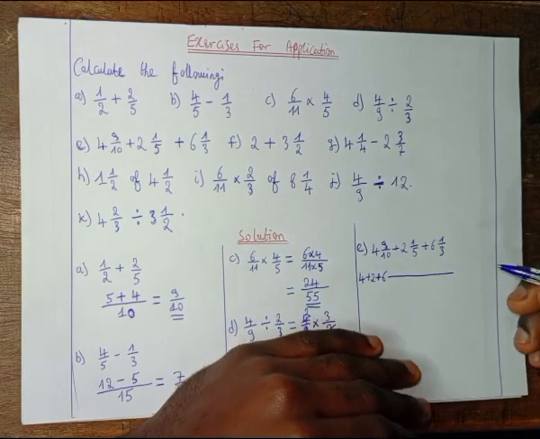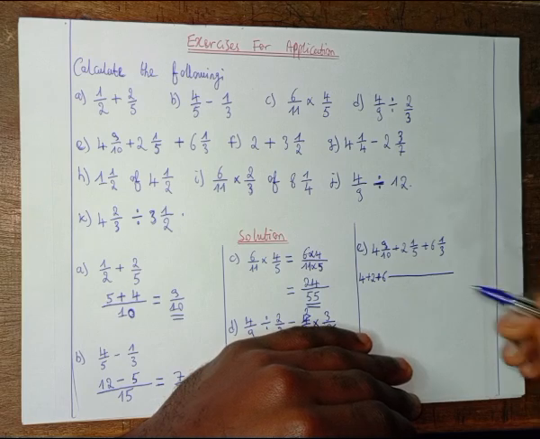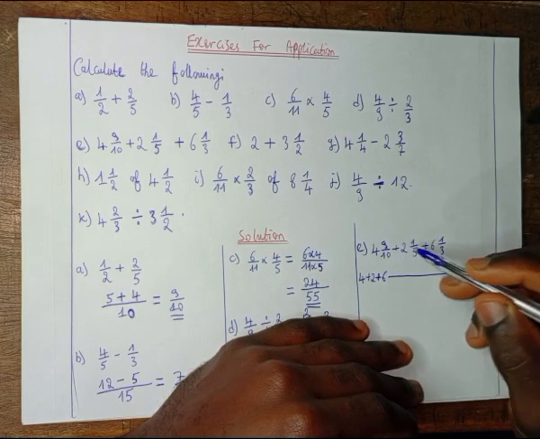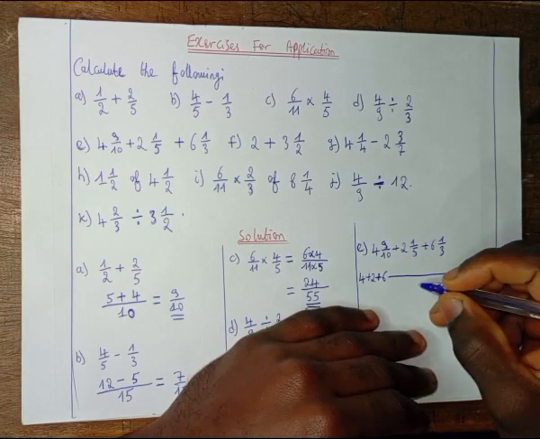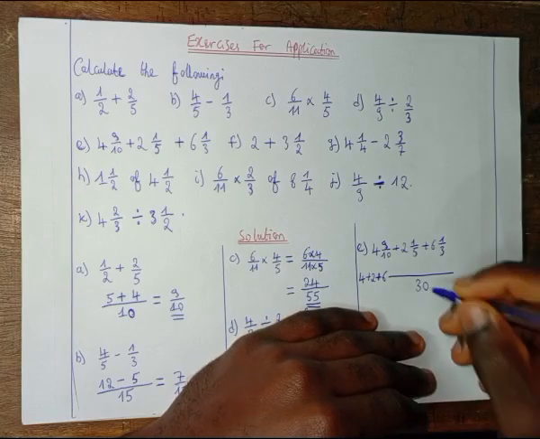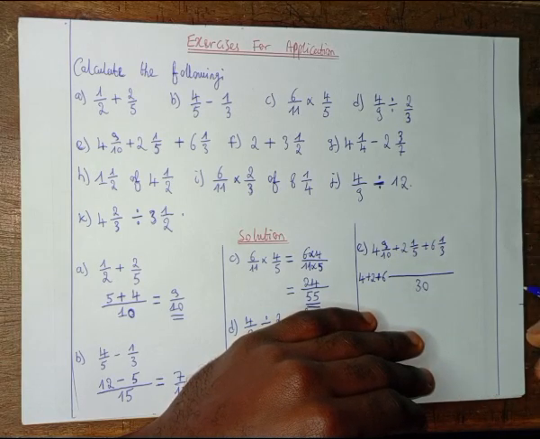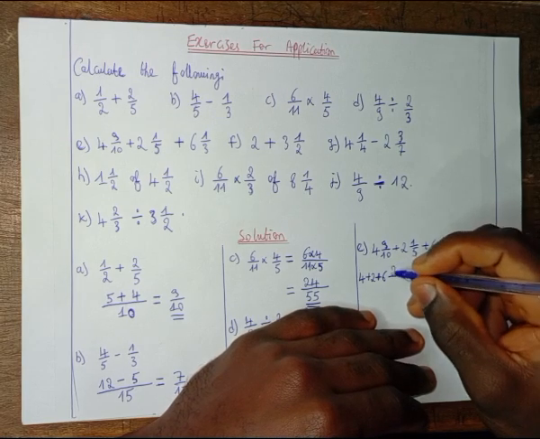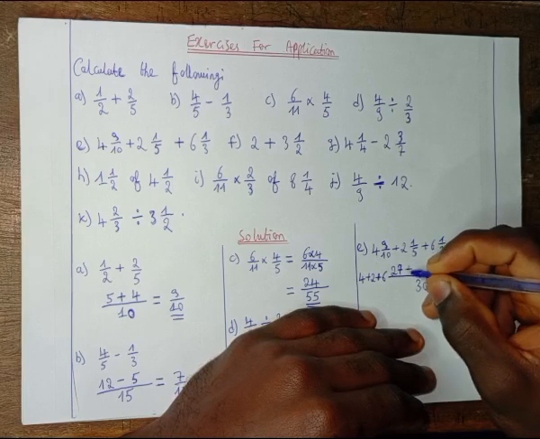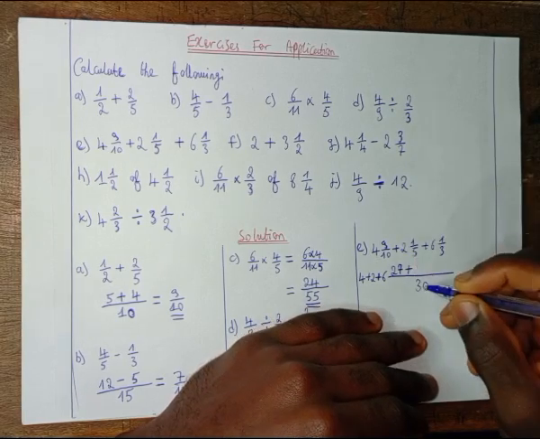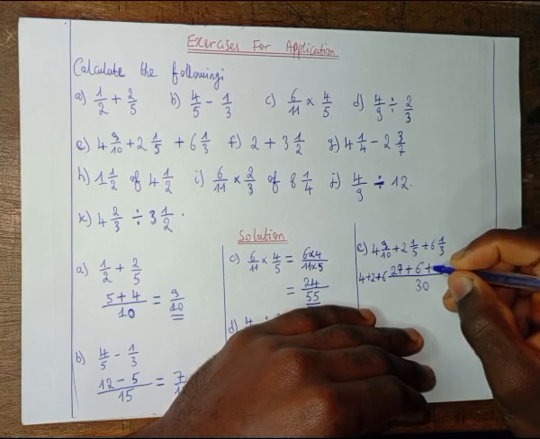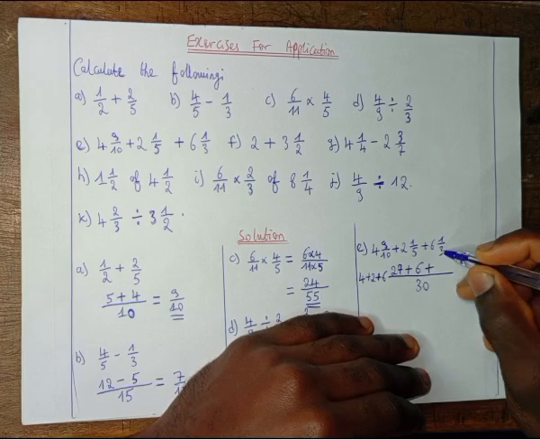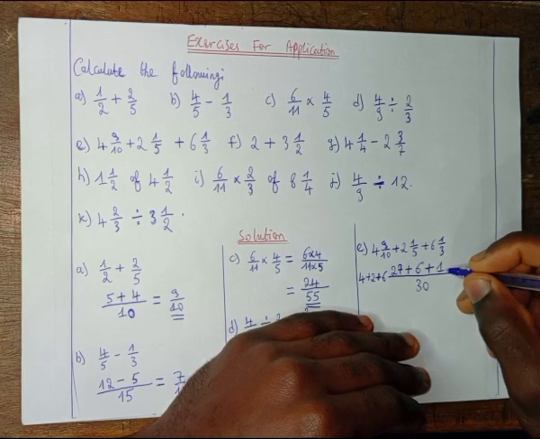Next thing, we have to find the LCM of 10, 5, and 3. This will give us 30. 30 divided by 10 gives us 3. 3 times 9 gives us 27. Plus, the operation is addition. 30 divided by 5 gives us 6. 6 times 1 is 6. Plus 30 divided by 3 gives us 10. 10 times 1 remains 10.